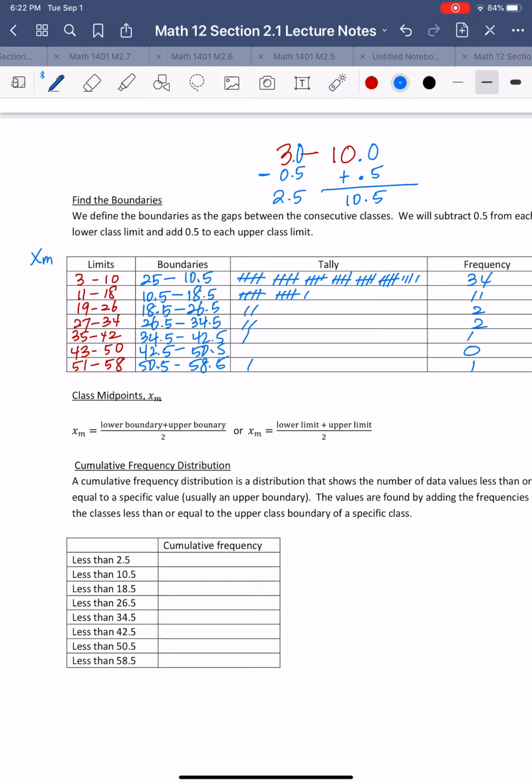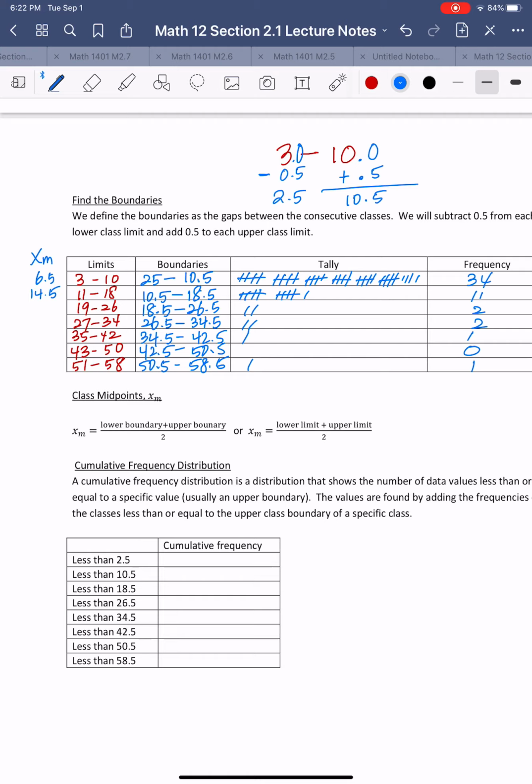So let's say Xm for the midpoint. And then how do you do it? 3 plus 10, which is 13, divided by 2. I got 6.5. And then 11 plus 18, divided by 2, I have 14.5.